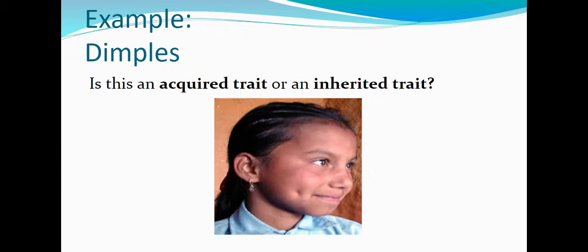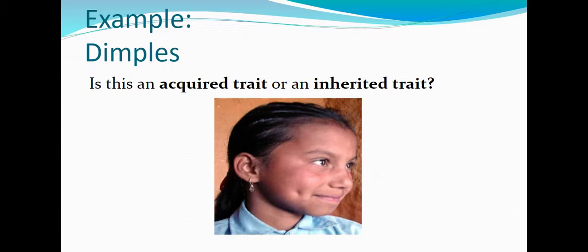An example of an inherited trait would be something like a dimple, okay? This is something that this child was born with. You cannot learn how to have a dimple. There's nothing that you can do. Like you can't sit with a pencil stuck in your cheek for hours on hours and expect for your face to form a dimple naturally from now on. It's either something that you are born with or you're not. Okay. This is an example of an inherited trait.